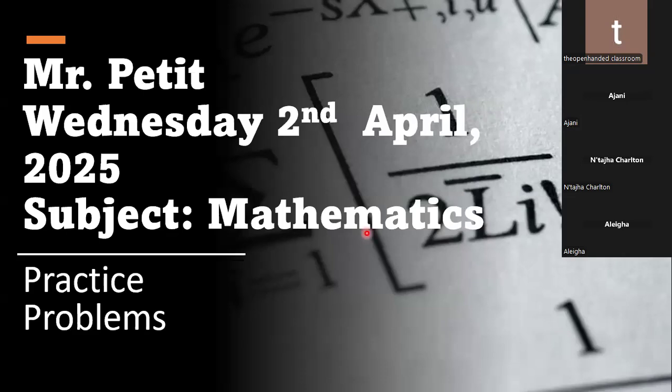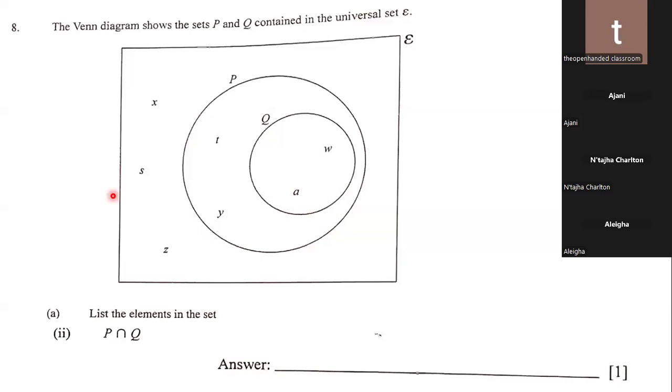Like I said, the last thing we ended off with was sets. We started off with a question that asks for the union. Today we're going to be looking at the question that asks for what we call the intersection. Yesterday we dealt with the union. Today we're going to be looking at the intersection.